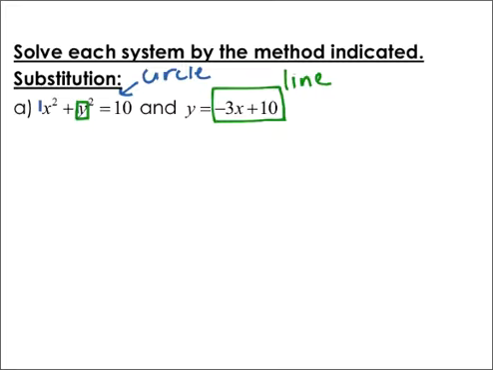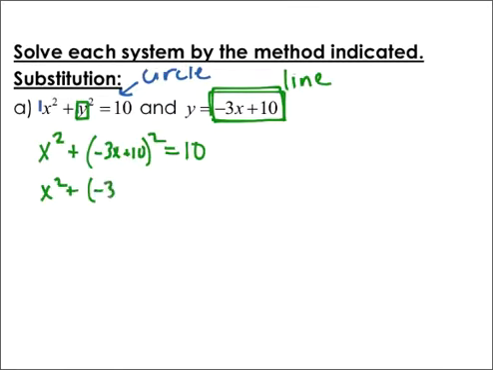So I'm going to rewrite this formula on the left, x squared plus, instead of writing y squared there, I'm going to substitute it in with my negative 3x plus 10. Now, since that is squared, I'm going to write it twice, and I am going to FOIL it. Now, if you don't have to write this out, if you can just FOIL it by looking at it, by all means, go for it.